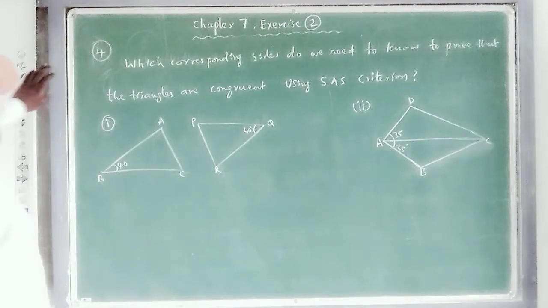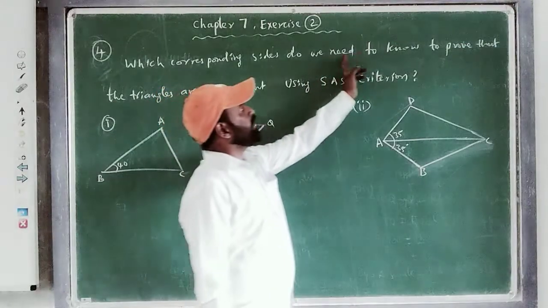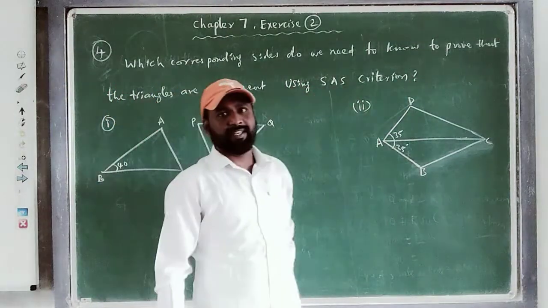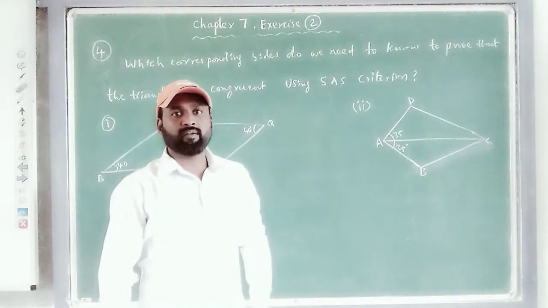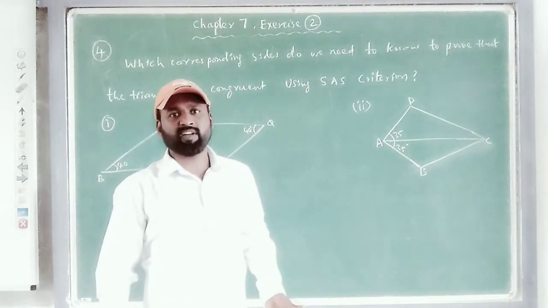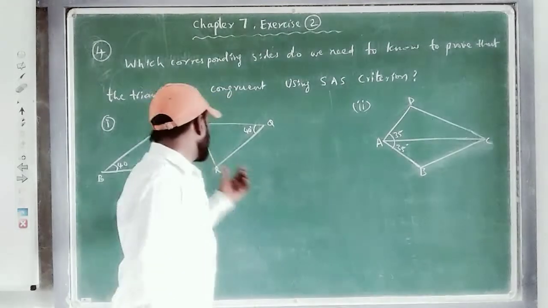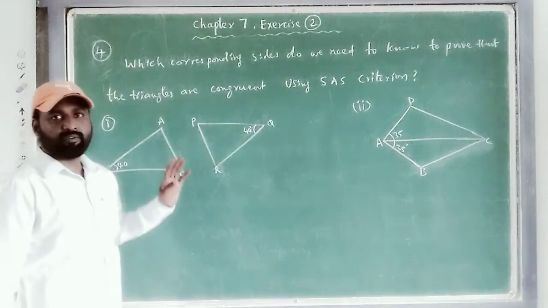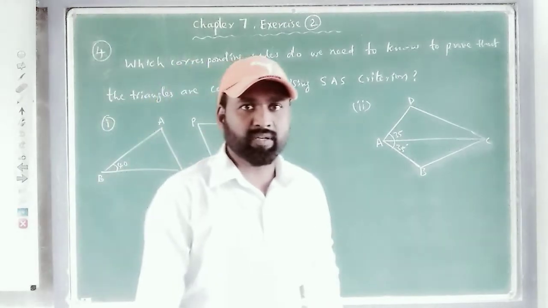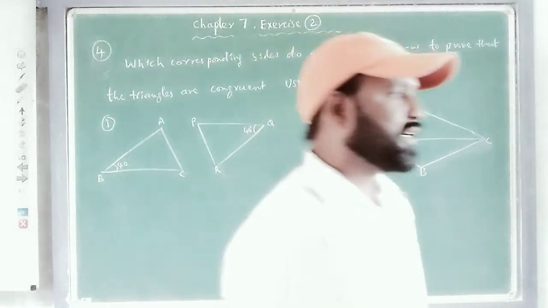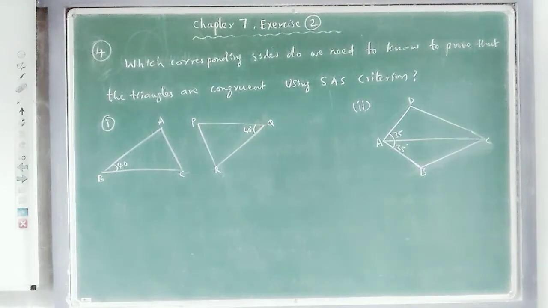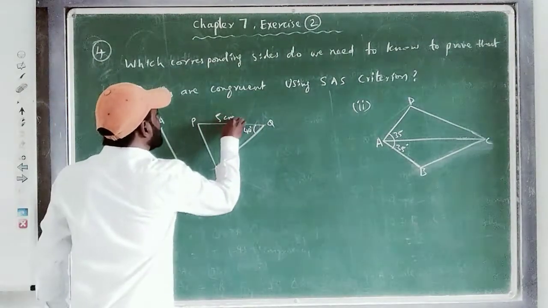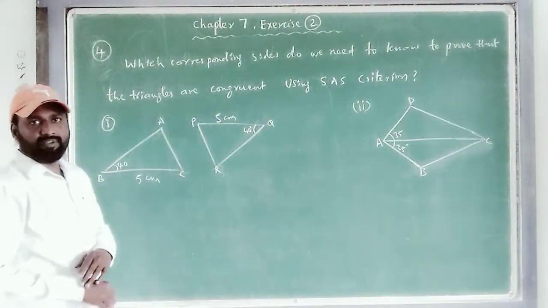Look at this question number 4. Which corresponding sides do we need to know to prove that the triangles are congruent using SAS criteria? To show these two triangles are congruent by SAS rule, what extra information is required for us? Looking at the figures, you see here 40 degrees, here 40 degrees. That means these angles are equal, already we know. Again, one more measurement is also given. What is the measurement given in the question? You see 5 centimeters and 5 centimeters. 5 centimeters here is given, and here also 5 centimeters given. That means one side and one angle is given.